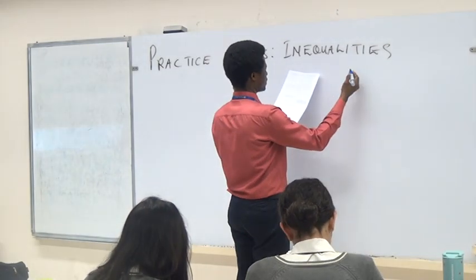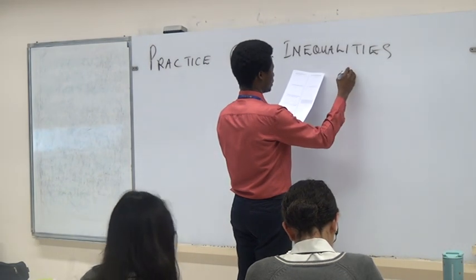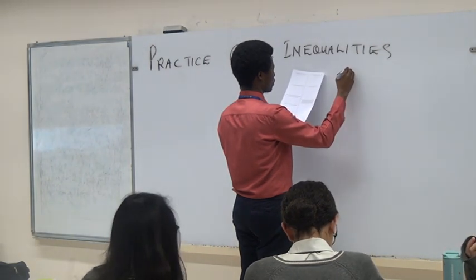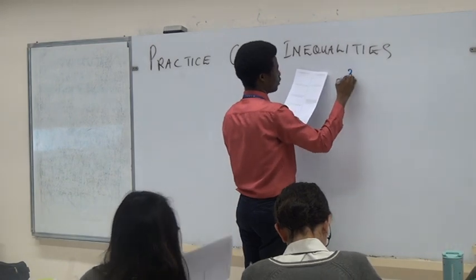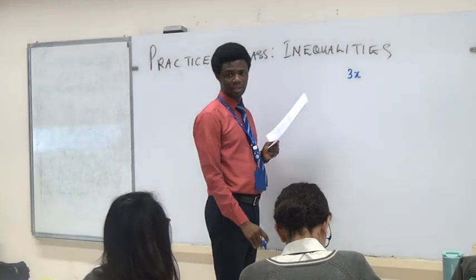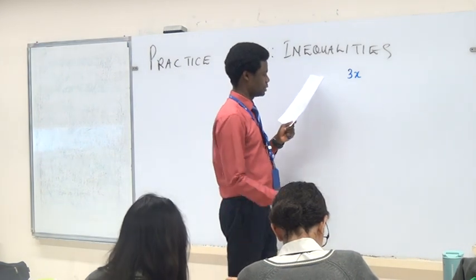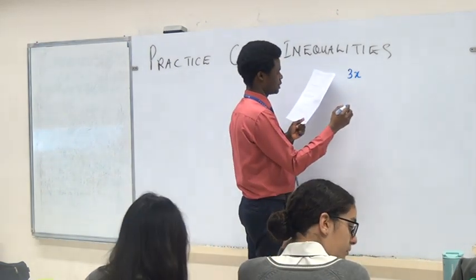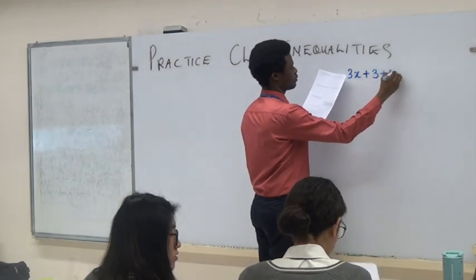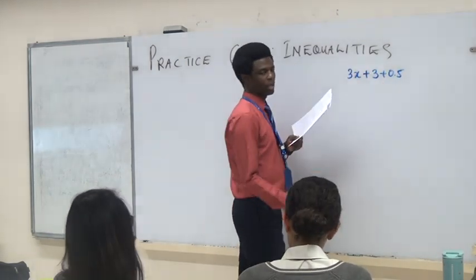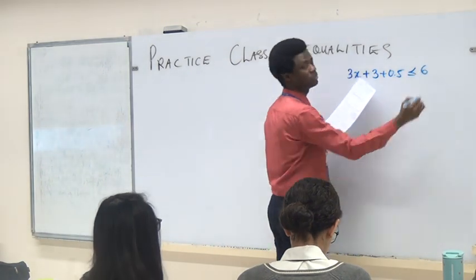So he had $6, right? So he bought 3 cans of cola. If the price of 1 is x, then 3 will be 3x, right? 3x. Then he gave his brother how much? $3. So plus 3. He put 50 cents there. Is it smaller or equal to?